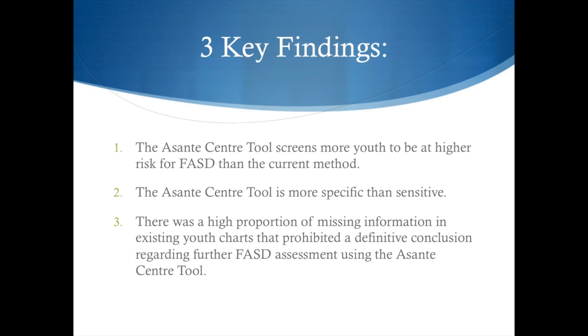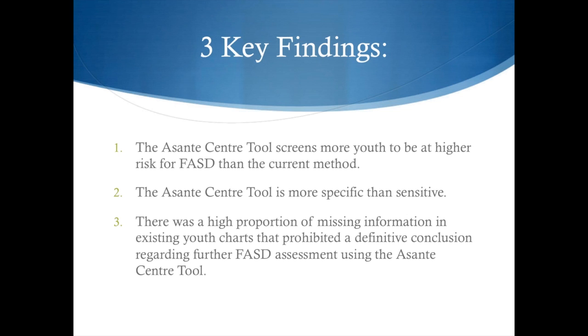So the Asante Center tool does screen more youth to be at higher risk for FASD than the current red flag method. We know that the tool is more specific than sensitive. And we know that there's a high proportion of missing information in existing charts that prohibit a definitive conclusion regarding further FASD assessment using the center tool.